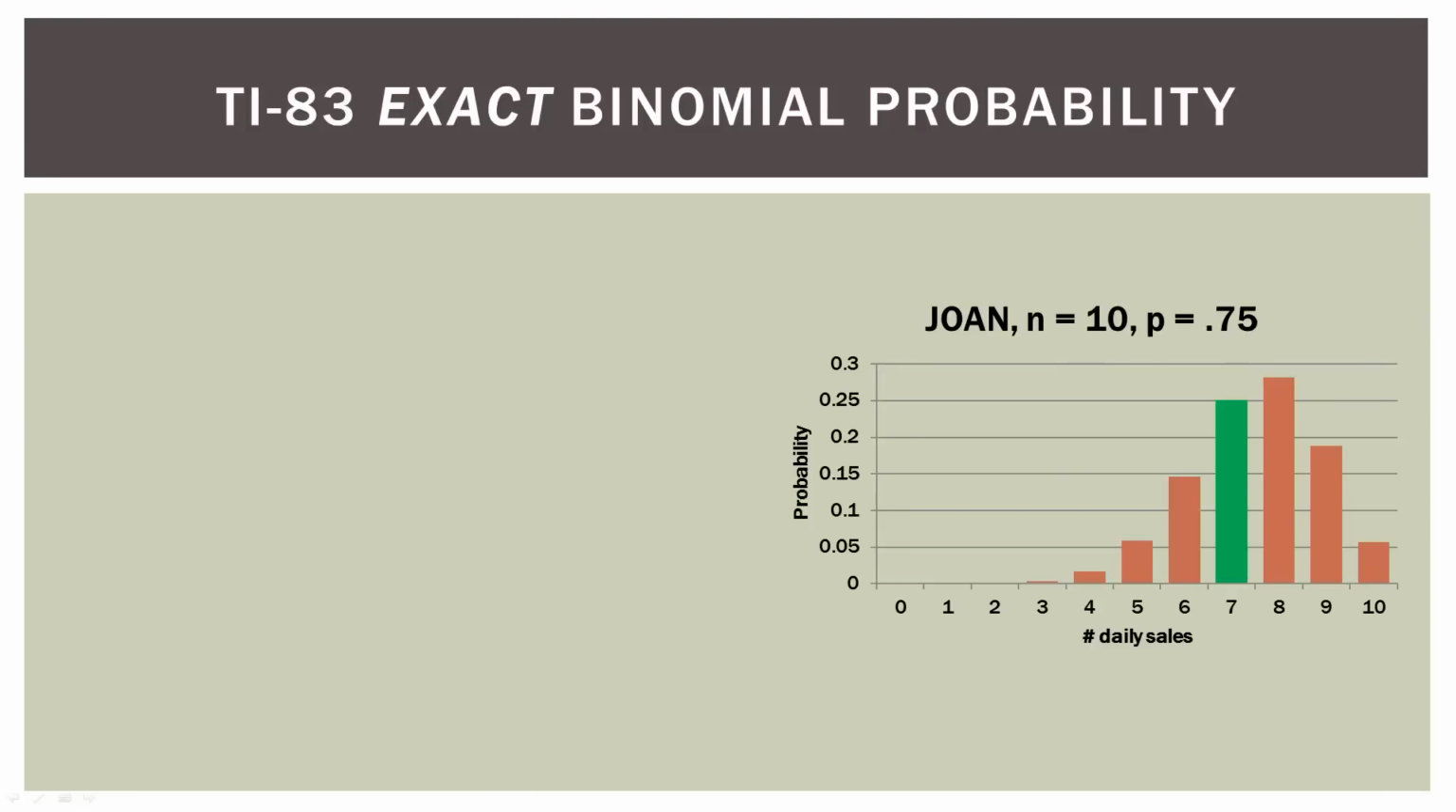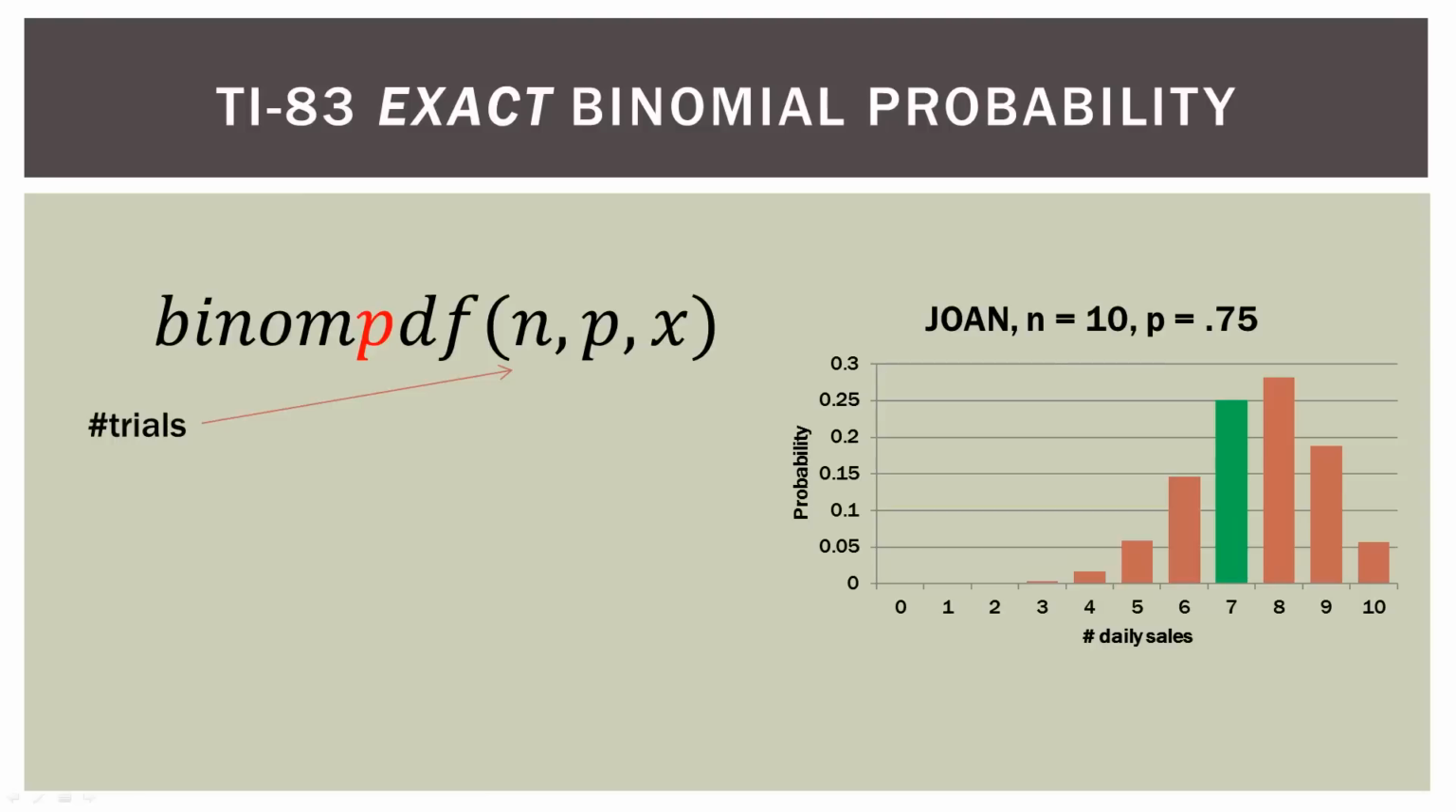But how do we do that in the TI-83? We're going to use a function in the calculator called BINOMPDF. So we're looking for an exact probability, and it requires 3 inputs. N is the number of trials, which in our case is 25. P is the probability of success, which in our case is 0.073. And X is the exact probability we're looking for.